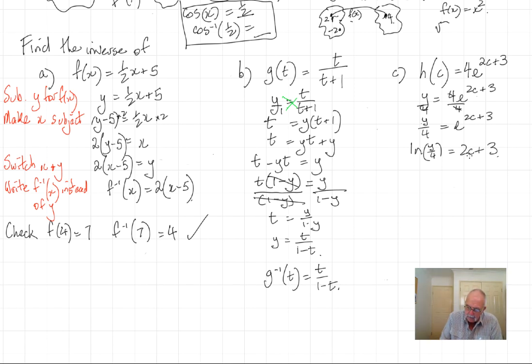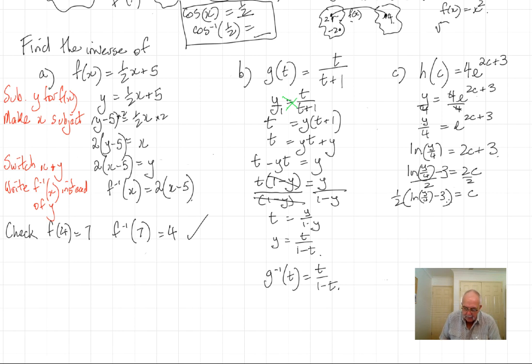Okay, we've got to get the c by itself, so we're going to get rid of the minus 3 first. So 2c equals ln of y on 4 minus 3. Take 3 from both sides, and then divide by 2. So c equals divide by 2, divide by 2. Now, instead of writing divide by 2, we can put a half out the front. ln of y on 4 minus 3.